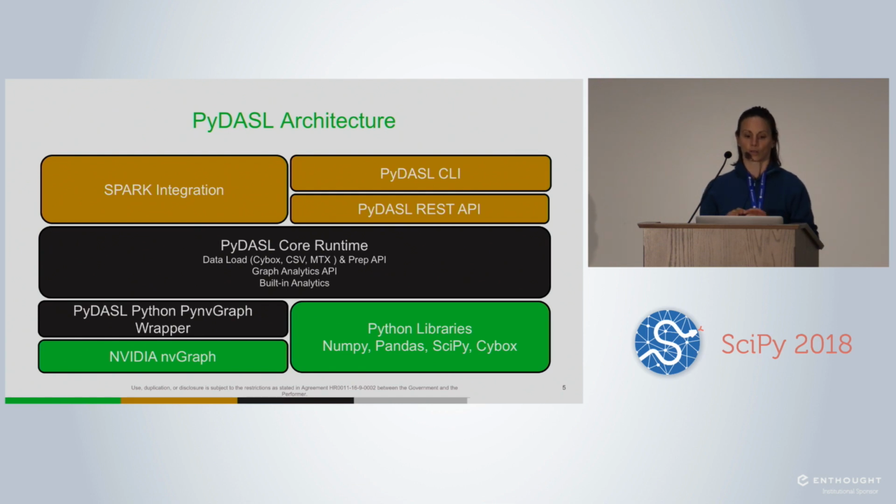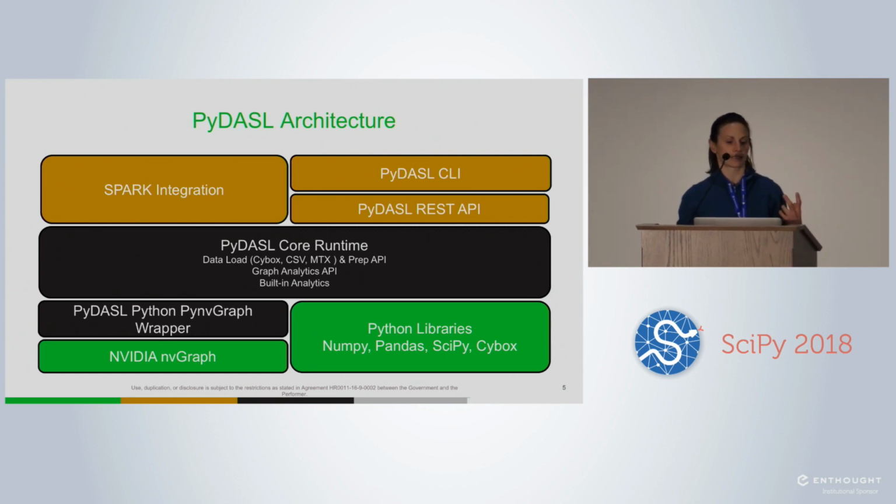And then there's a whole integration layer. From the programmatic perspective, there's a Spark integration, and that's integrated with PySpark. So if you already have a Spark ecosystem, then you can easily take the data and run PyDASL analytics on it. If you don't have Spark, then the other possibility is to use either the PyDASL REST API or the command line interface, the CLI. And you can both load the data using those mechanisms, and then you can also run analytics.